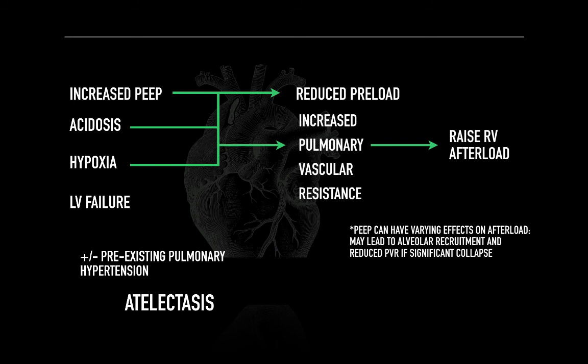It may require a down adjustment of PEEP, conventional medical therapy for acidosis, or obviously addressing hypoxia, which may increase RV afterload through increasing pulmonary vascular resistance. These are all things which can improve RV function should you have a patient with profound RV dysfunction.